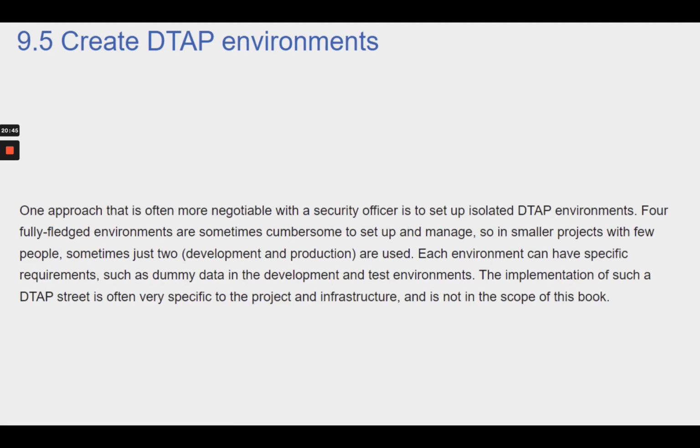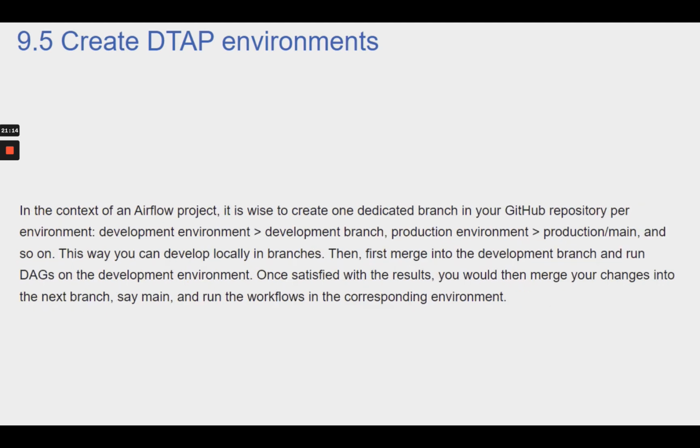One approach that is often more negotiable with a security officer is to set up isolated DTAP environments. 4 fully fledged environments are sometimes cumbersome to set up and manage, so in smaller projects with few people, sometimes just 2, development and production, are used. Each environment can have specific requirements, such as dummy data in the development and test environments. The implementation of such a DTAP street is often very specific to the project and infrastructure, and is not in the scope of this book.